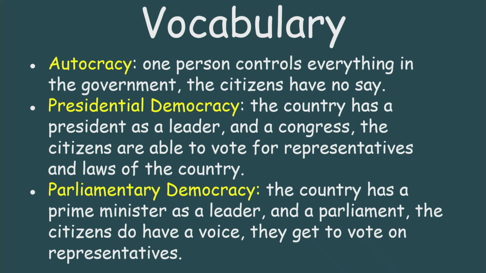And then the last one is a parliamentary democracy. This country has a prime minister as their leader, and they have a parliament. And the citizens, they do have a voice. They get to vote on their representatives in the parliament. And then the parliament votes on the prime minister. So it's a little different than the presidential democracy because we vote on the president directly, while in the parliament, they vote on the parliament representatives, and then the parliament votes for the prime minister.